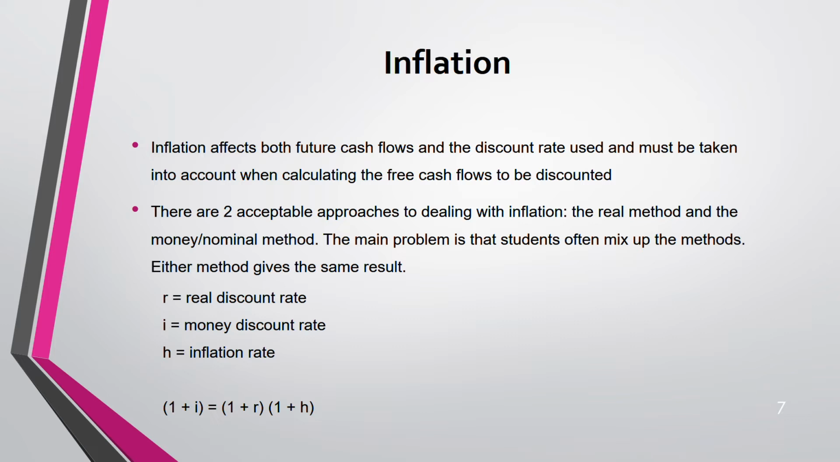H stands for inflation. They will give you the real rate, they will give you the nominal rate, and you have to find out the other. Sometimes they will give you the nominal rate and inflation also. That time, don't go and find the real discount rate. We don't need it. Use the discount rate which is given, I, the nominal discount rate.